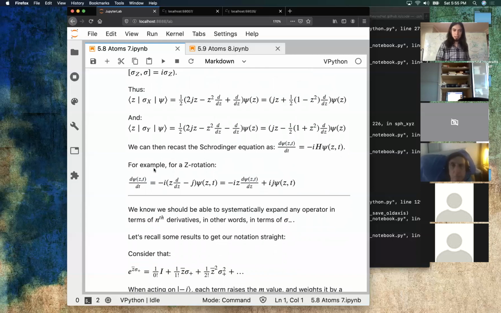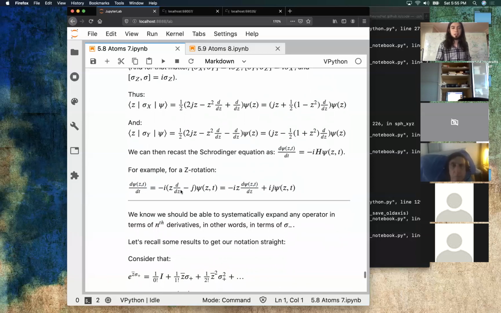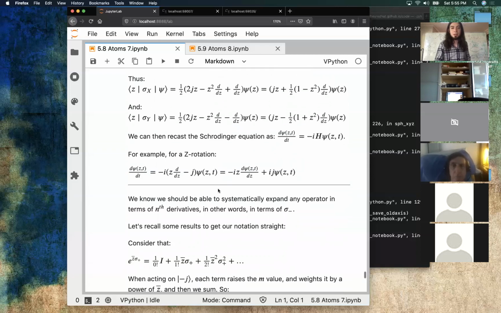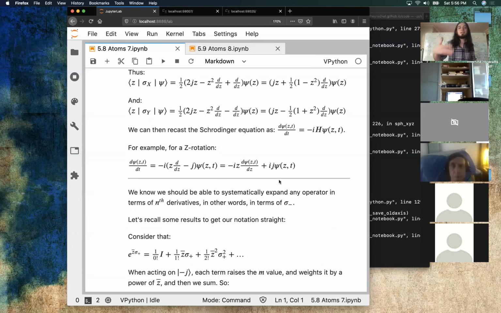So for example, if we wanted to do a Z rotation, we would just plug in the expression for the little differential operator for Z, and it would amount to solving this differential equation: d psi dt equals negative i (z dz plus j) psi of z, where j is the spin j part, whatever the j value is.